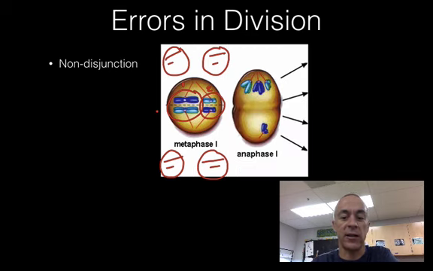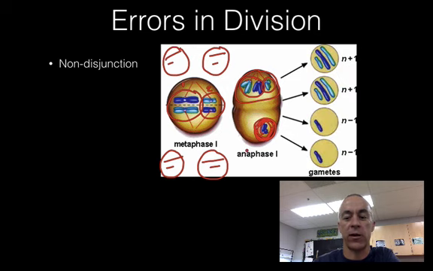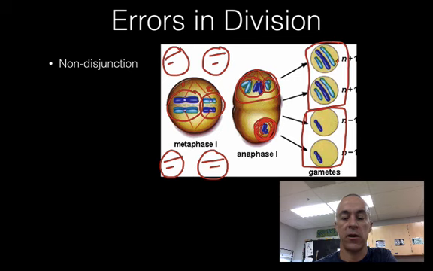In this case, instead of an even splitting, you'll notice that both copies of chromosome 1 and one of the copies of chromosome 2 all ended up on this side, and over here we just have this one lonely copy of chromosome number 2. So what we end up with is 2 cells that now have extra genetic material and 2 cells here that are missing some genetic material.